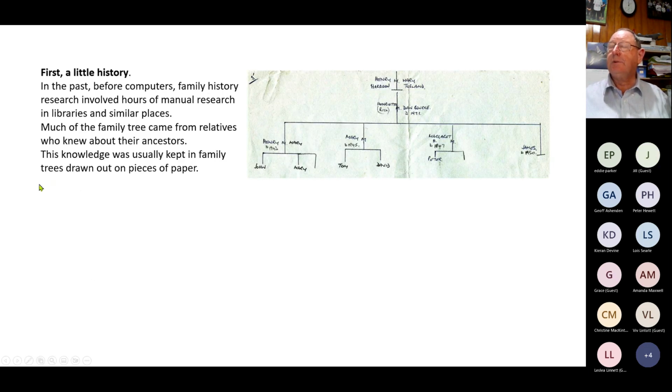All right. Now, first, a bit of history. In the past, before computers, family history research involved hours of manual research in libraries and similar places. Much of the family tree came from relatives who knew about their ancestors. This knowledge was usually kept in family trees drawn out on pieces of paper. And you see there a rough example of a simple tree.